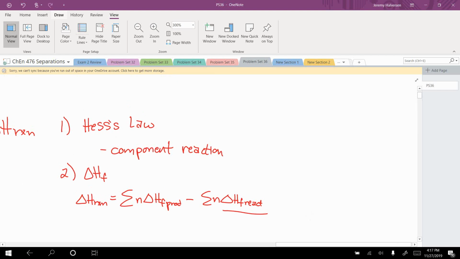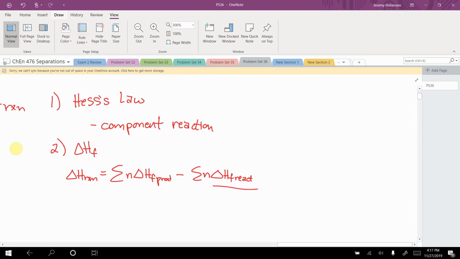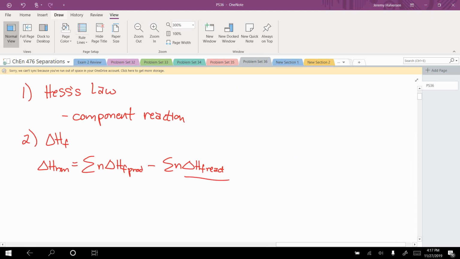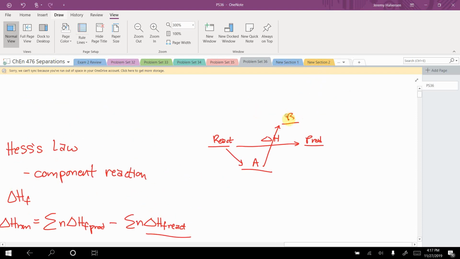But remember that enthalpy is a state function. So basically what we're doing here with Hess's law is we're saying I have my reactants and I have my products, and I want to get this delta H, but instead I'm going to use one reaction to get to those compounds, and a different reaction to get to these compounds, and a different reaction to get my product. Then I'm going to use the delta H's of these and add them up to get my total delta H.